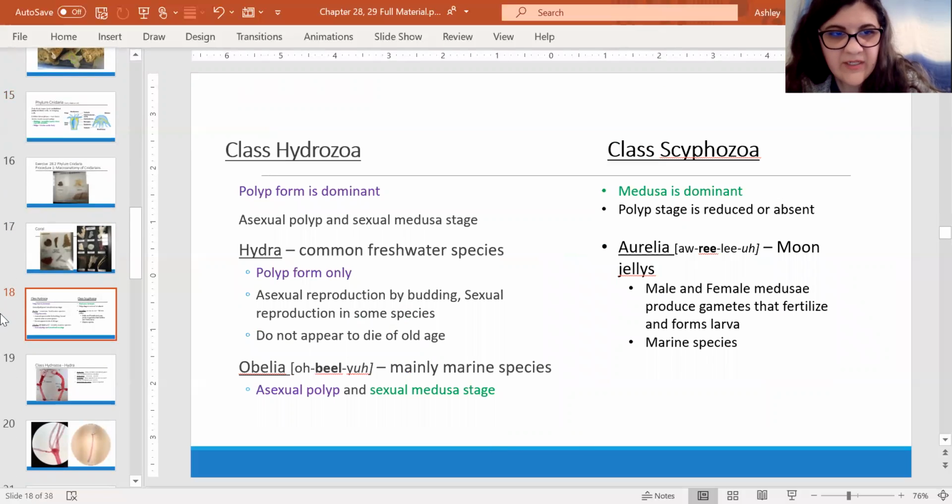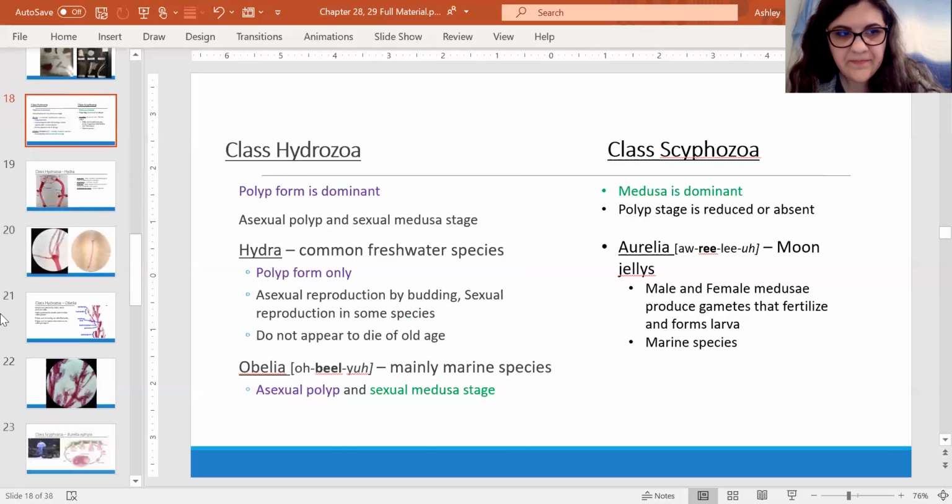For this section, I like to focus on a couple of examples. From the hydrozoans, where the polyp form is dominant, we have the Hydra, which is polyp form only, and then the Obelia, which has a little bit of both. And then Scyphozoa, which is medusa dominant, where we have the Aurelia, the moon jellies. Let's take a look at those.